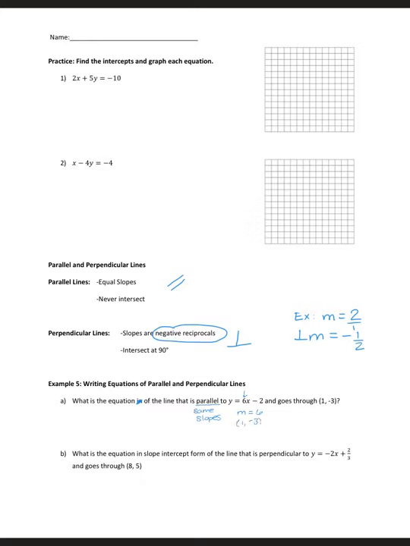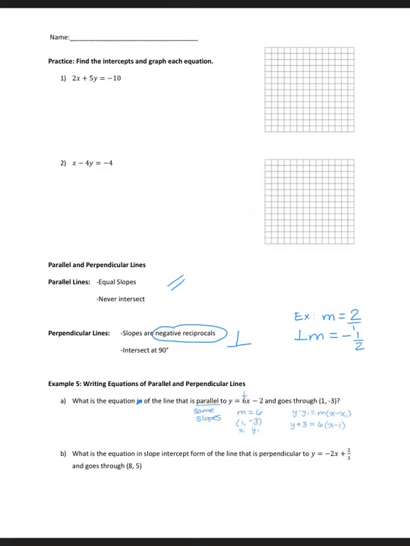So if we have a point and a slope, we can write it in point-slope form. So if you remember, point-slope form is y minus y1 is equal to m times x minus x1. So this would be my x1, this would be my y1. And I just plug it in. So I have y minus negative 3 is going to turn positive, is equal to, my slope is 6, and x minus 1. That is the equation of a line that is parallel to y equals 6x minus 2 and goes through the point 1, negative 3.